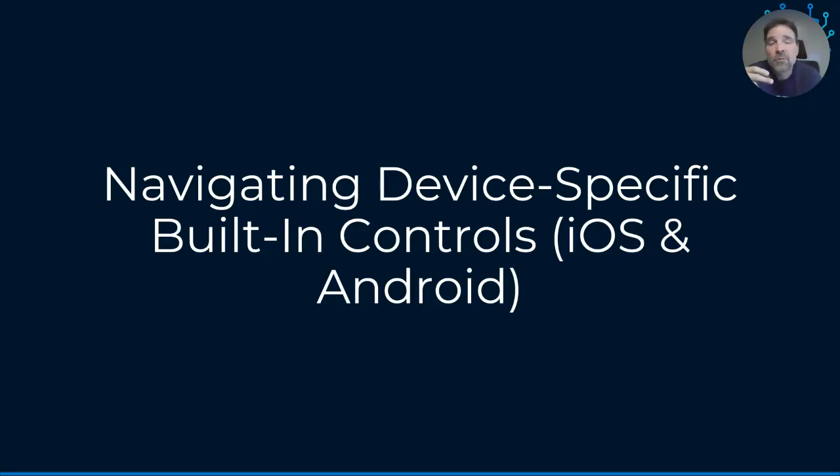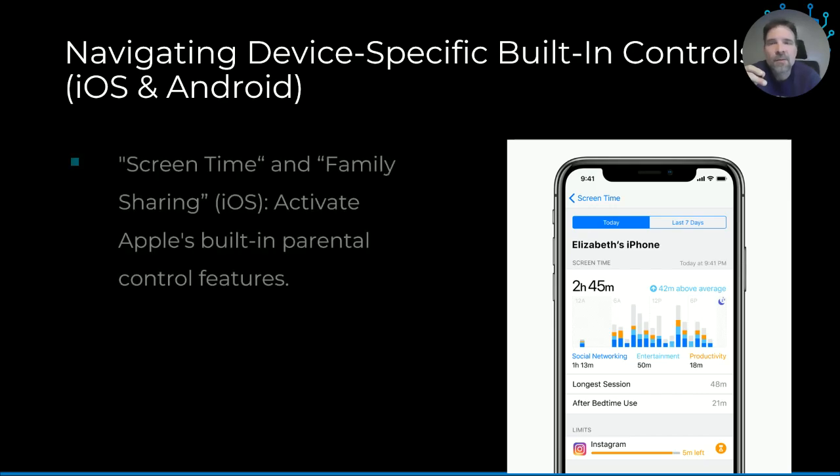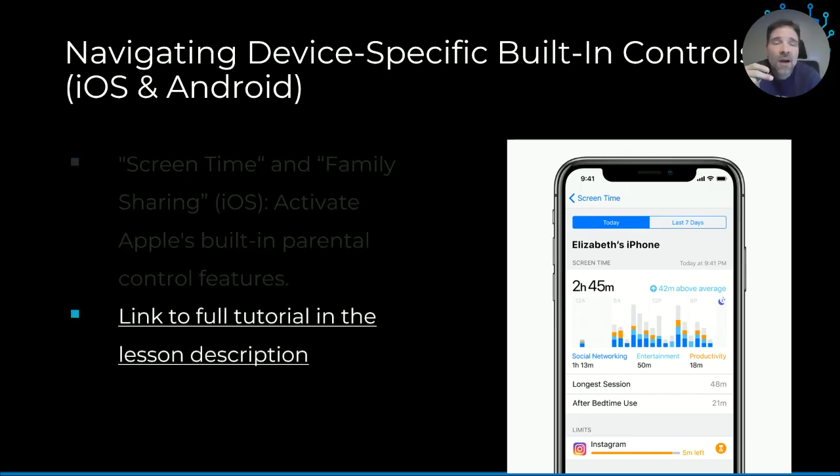So, device-specific built-in controls, right? These are the parental controls that we have mainly in Android and iOS devices. We'll look at some other devices as well, but Apple has Screen Time, and later they came with Family Sharing, right? So these are their built-in parental control features. We are going to give you in the resources for this lesson a link to the official Apple tutorial on the configurations for their Screen Time and Family Sharing apps.